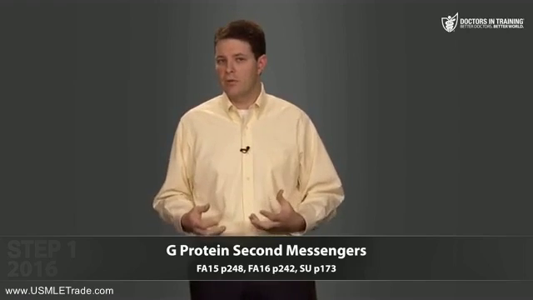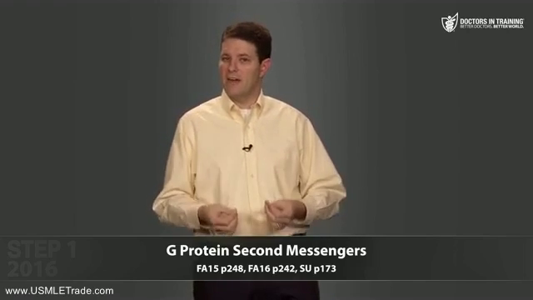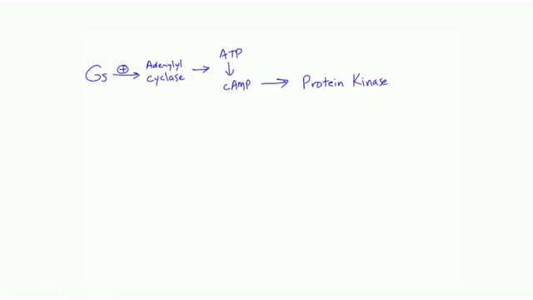Then the second type of G protein is GS, and the S is for stimulates. So what's it stimulating? Well, it's stimulating adenylyl cyclase. And adenylyl cyclase, what does it do? Well, it converts ATP to cyclic AMP. And then cyclic AMP is a modulator that has a downstream effect of activating protein kinase A. So GS stimulates adenylyl cyclase to convert ATP to cyclic AMP, which activates protein kinase A.